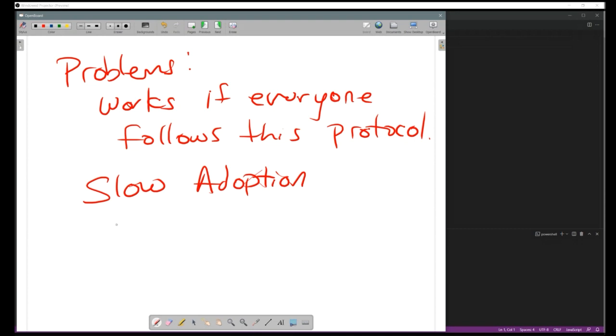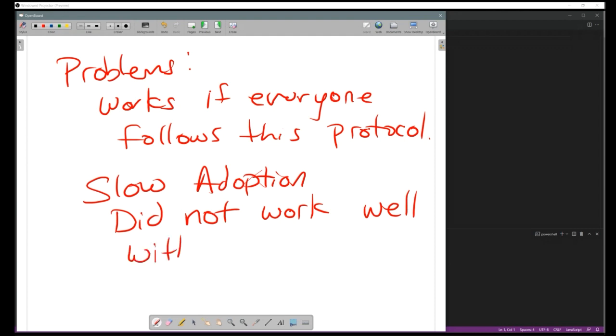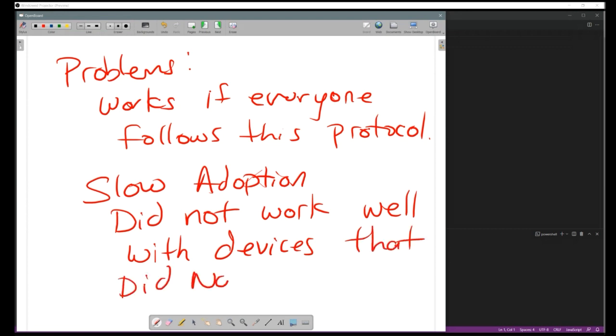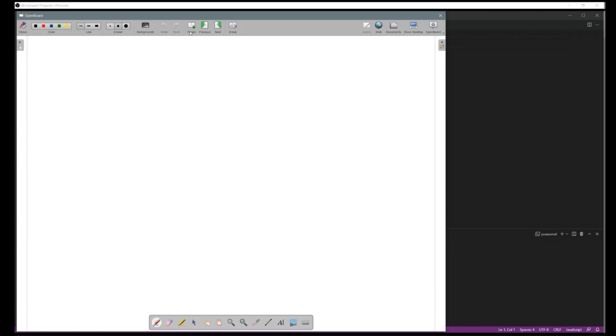Slow adoption because it did not play well with existing protocols. It didn't work well with devices that didn't have that specific CSMA update yet. So let me show you what happened.